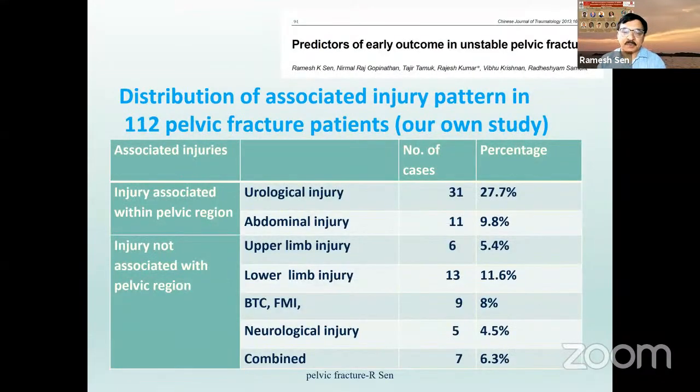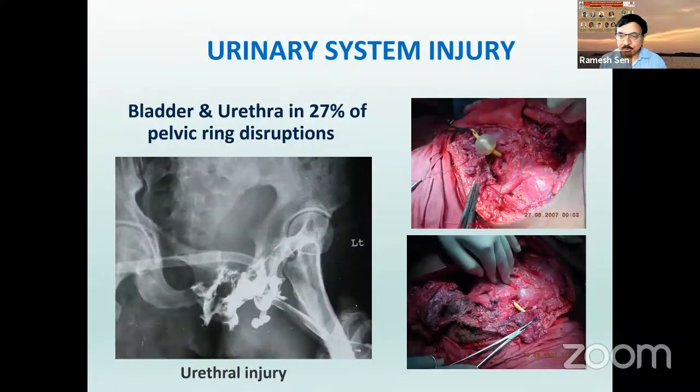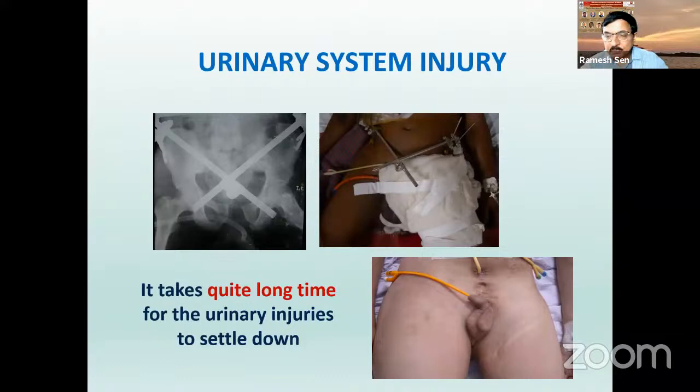This is from our own paper where we have found that among 112 pelvic fracture patients, urological injury was in 27%, abdominal in about 10%, lower limb injuries in 11%, and chest trauma in about 8%. So they're reasonably common injuries within this pelvic fracture pattern, and they need appropriate care at the time and simultaneously when we are treating the pelvic fracture as such, whether it's a bladder injury or whether it's a urethral injury.